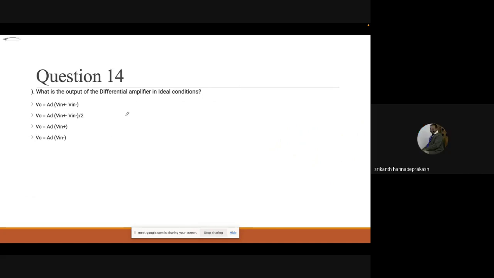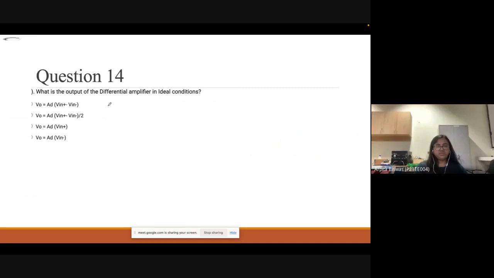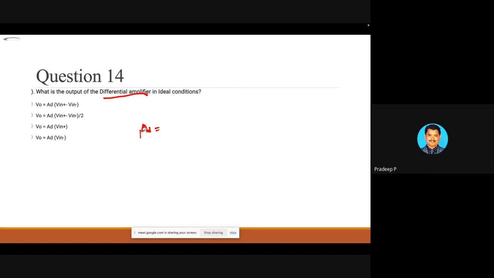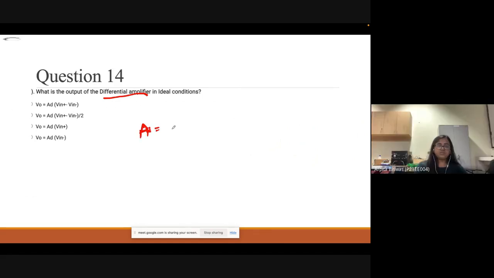Option 1, madam. Option 3. No, madam. From my side, option A, madam. Option 2, ma'am. Who is telling that option 2? Can you explain a little bit? When we are calculating for the differential amplifier, how will we calculate the gain? Can I explain, madam? Yes, explain please.